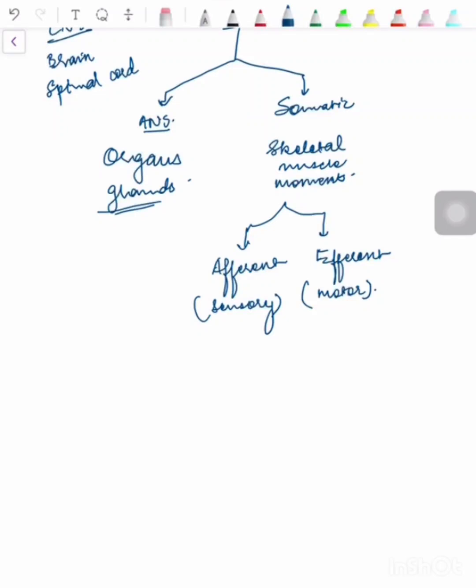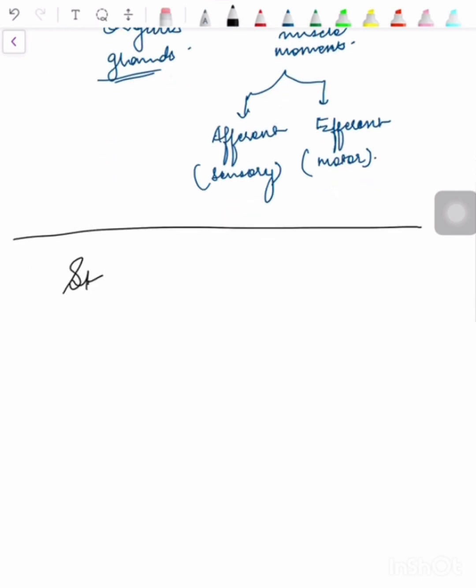Next we are going to talk about different stages of anesthesia. Stages of anesthesia.